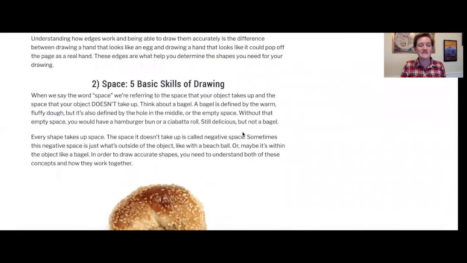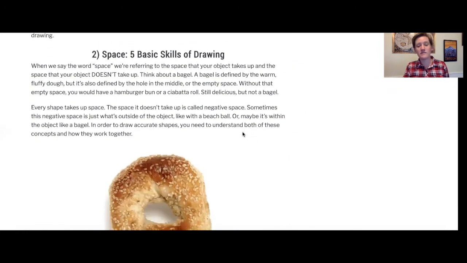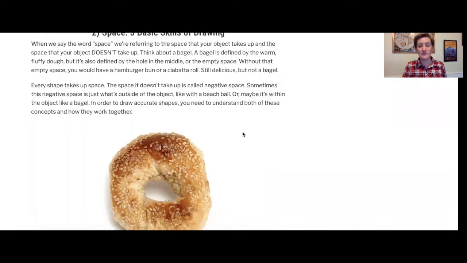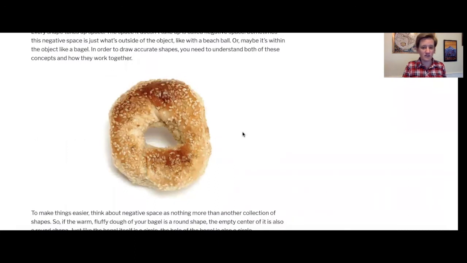The next one is space. So this is the space that your object takes up and the space that it doesn't take up, right? So for example, let's think about a bagel. We all know bagels are bagels because they have that classic hole in the middle, or a donut, right? They are known for the space that they do not take up. And similar to edges, this is really important.